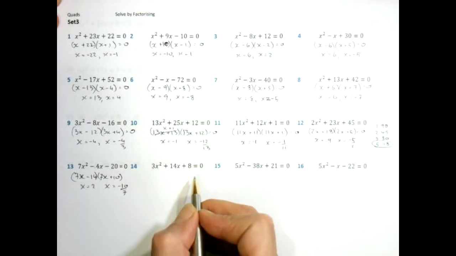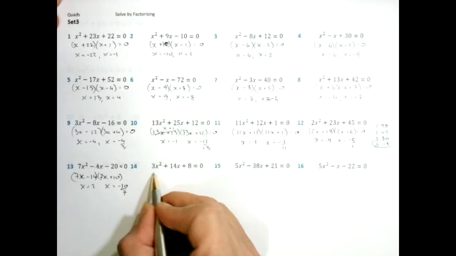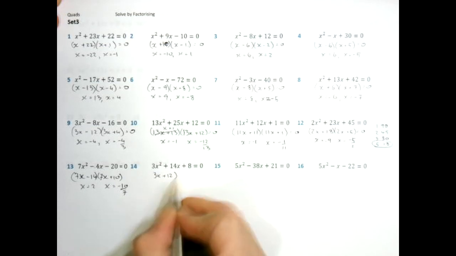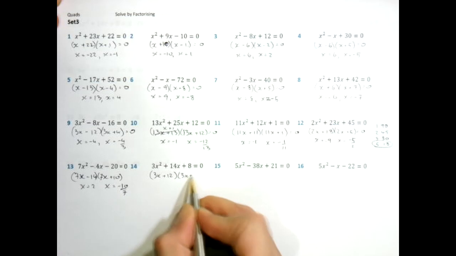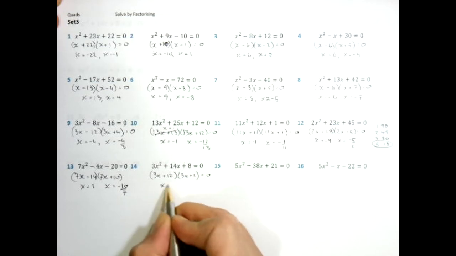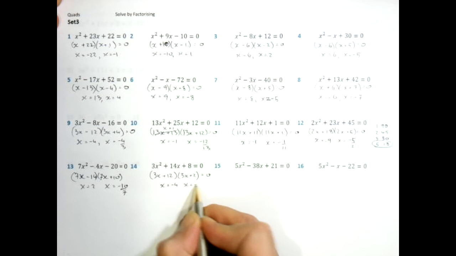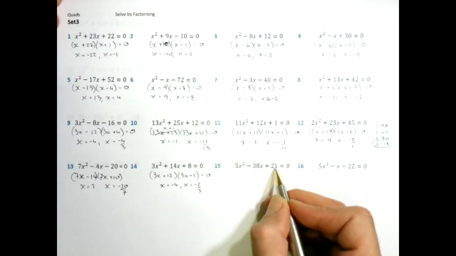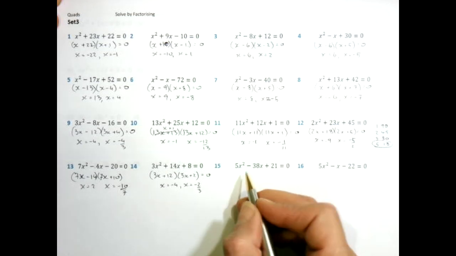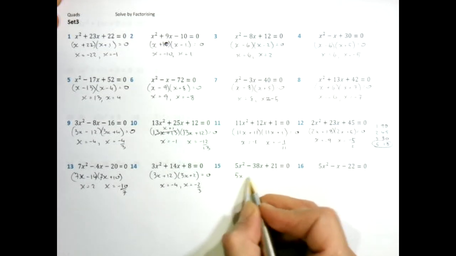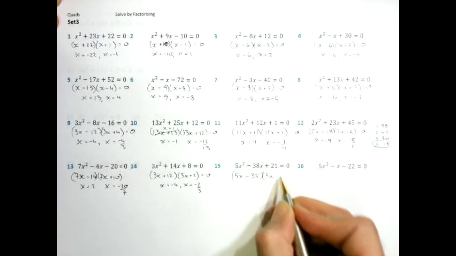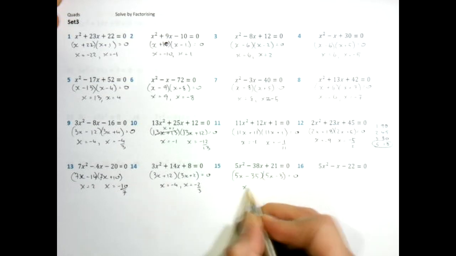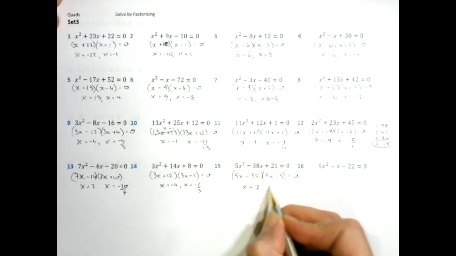3 8s, 24, factors of 24 which add up to 14, 3x plus 12, 3x plus 2 equals 0. x equals minus 4, x equals minus 2 thirds. 5 21s, 105, factors of 105 which add up to 38, 35 and 3, 5x minus 35, 5x minus 3 equals 0. x equals 7, x equals 3 fifths.